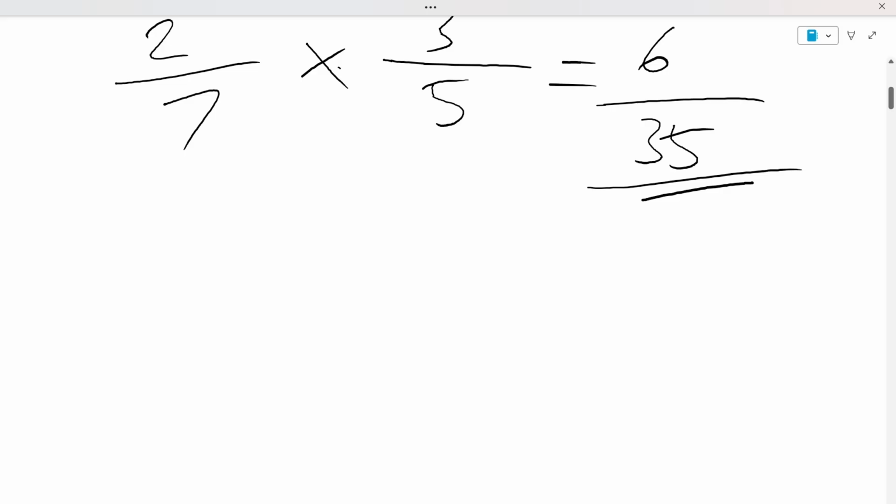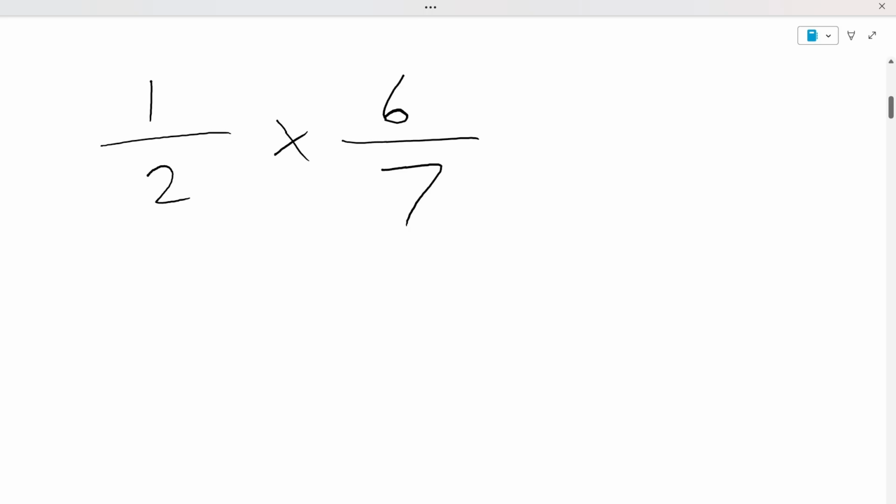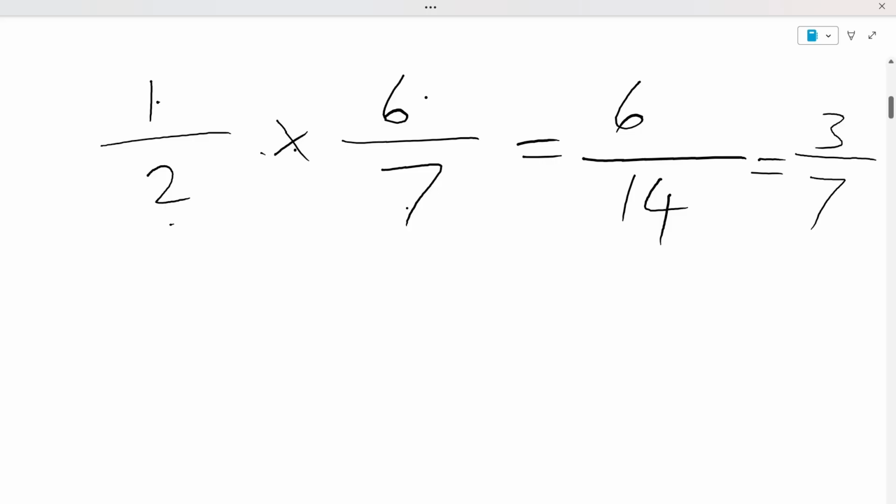You do have to try and make sure, however, that your final answer is in simplest form, and you can do this in two ways. Either you can multiply it as normal, so 1 times 6 is 6, 2 times 7 is 14, and then simplify that, so we can divide top and bottom by 2 to get 3 over 7.